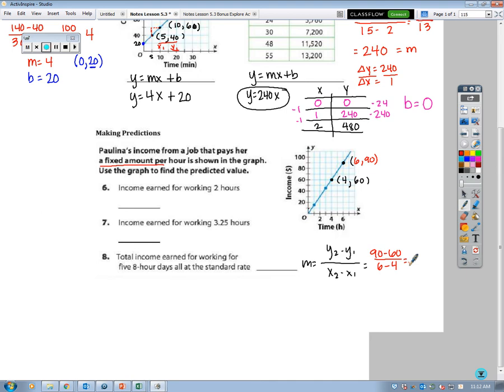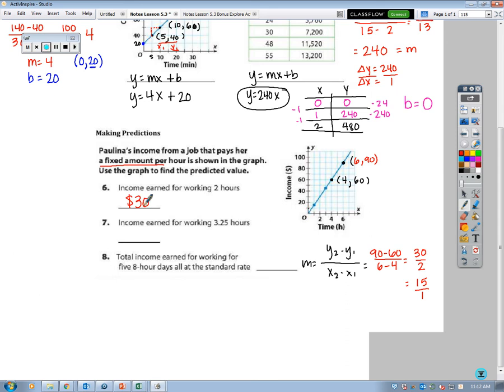So what I've got here is, now I'm going to simplify this. I've got 30 over 2. So in 2 hours, she makes $30. Or in 1 hour, she makes $15. So what it wants to know is the income earned for working 2 hours. Well, we actually figured that out already right here, right? So in 2 hours, she makes $30. Make sure you use your dollar signs because we are talking about money.